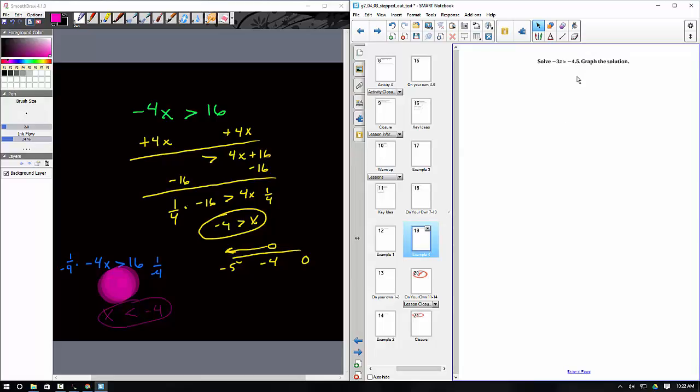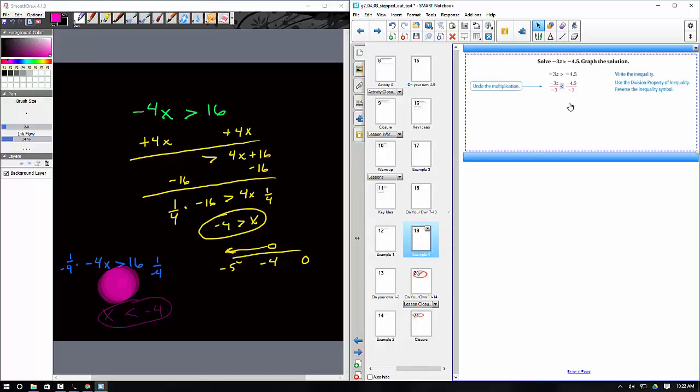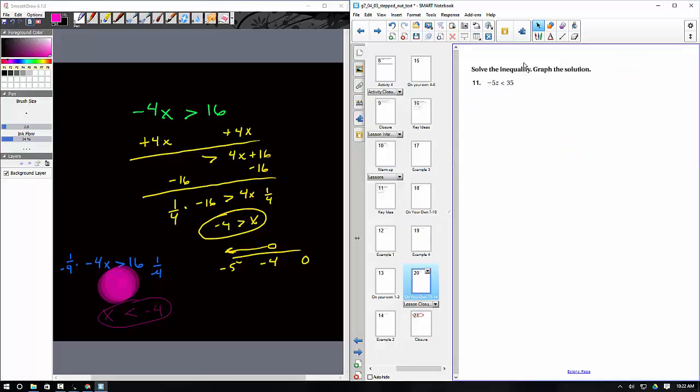Graph these out, give it a try. Here are the steps. And then finally, here's the last one I want you to do. So in this case, I have to multiply by negative 5, right? Or divide by negative 5, which flips the sign. So it'll be z is greater than negative 7.